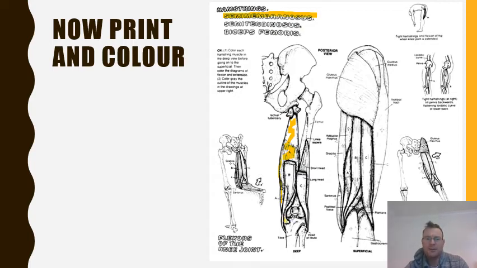Now, if we take a different colour for its brother, semitendinosus, we can see semitendinosus is B. So semitendinosus is here, and it also attaches onto the tibia. So when we look at hamstrings, the two on the inside, the medial muscles, are semimembranosus and semitendinosus.